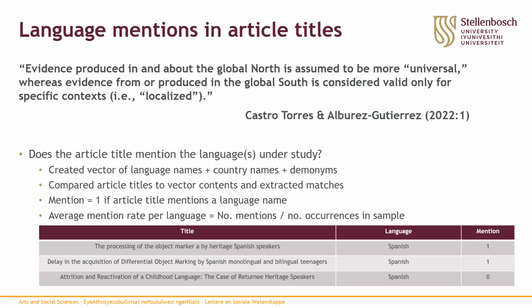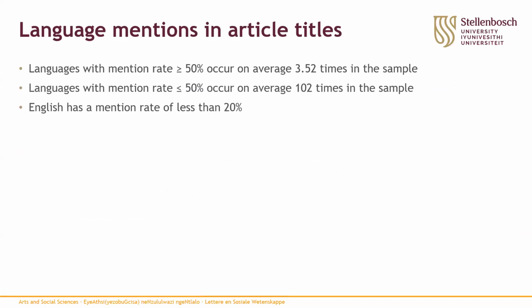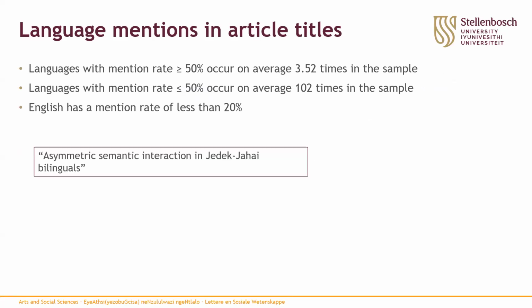It's not actual data. But if we look across more commonly and less commonly studied languages, languages with very high mention rates, that tend to be mentioned in the article title, are rarely studied languages. They don't occur a lot in the sample, whereas languages with lower mention rates tend to be much more frequent in the sample. So English, for example, the most commonly studied language in our sample, has a mention rate of less than 20%. So fewer than 1 out of 5 studies on English would actually mention in the title that they're on English.